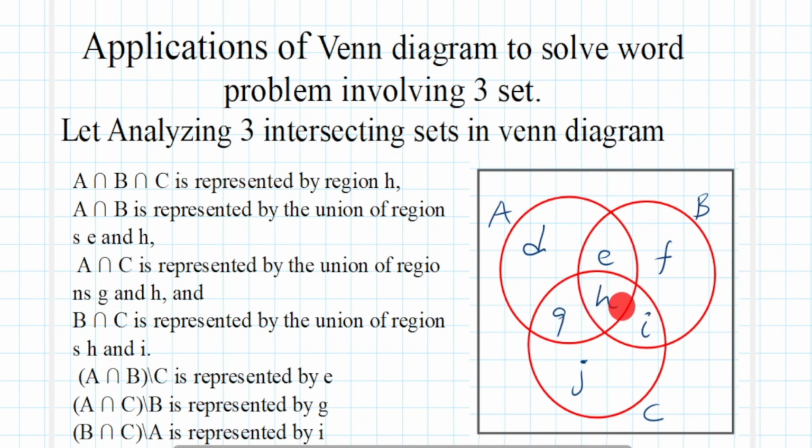Regions H and I represent B intersection C, whereas region I represents B intersection C without A. Region D represents A without B union C. Region F represents B without A union C. And region J represents C without A union B.